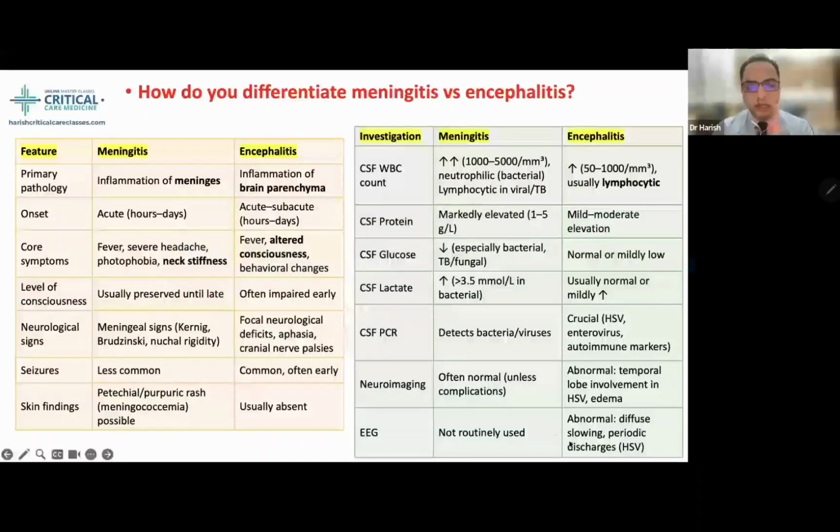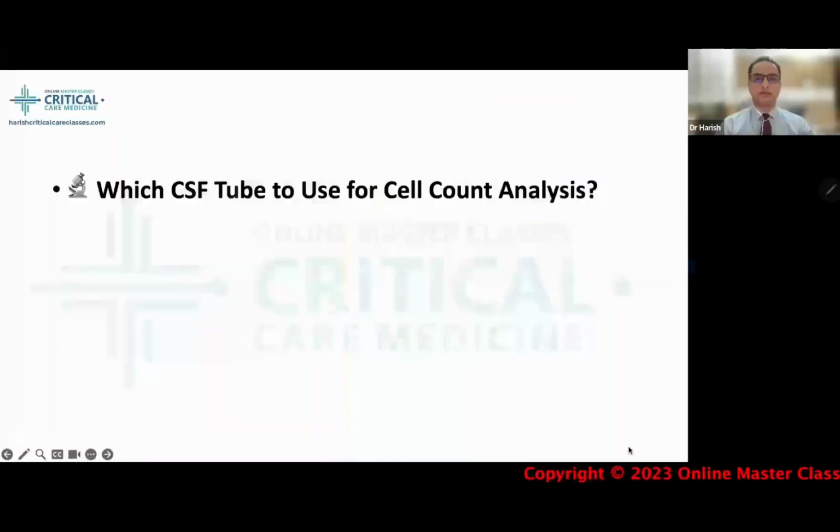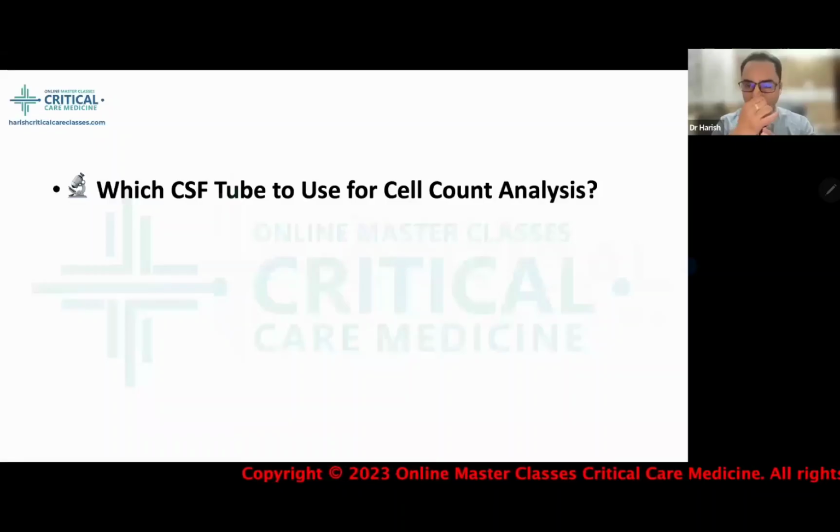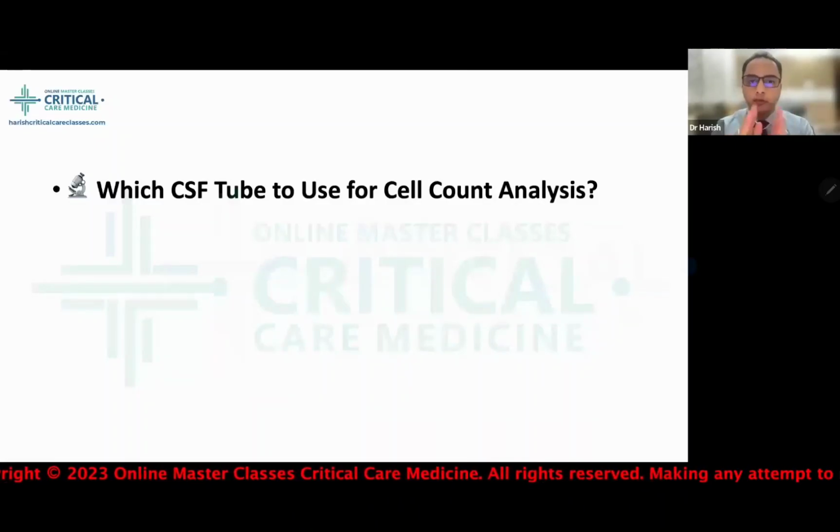EEG is routinely not required in meningitis. It is going to be abnormal, with diffuse slowing and periodic discharges, in HSV encephalitis. Very, very important. Remember. So which CSF tube to use for cell count analysis? You can expect few questions in and around the procedure of lumbar puncture and how you are going to analyze the CSF sample.